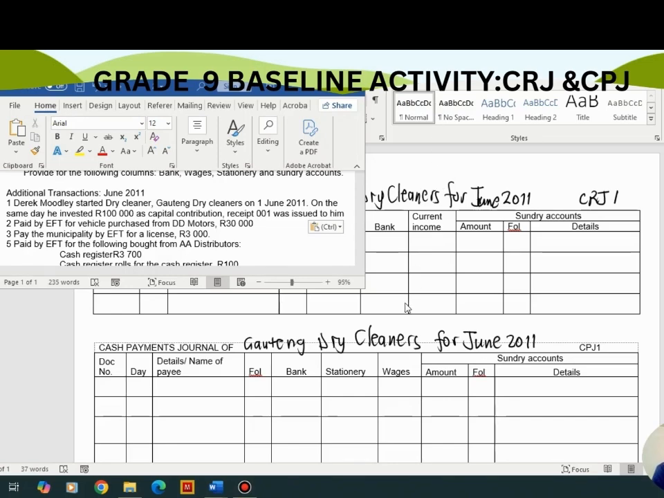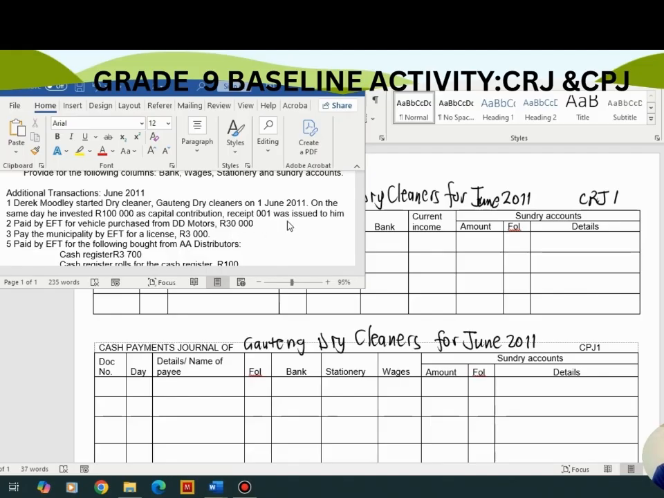This is a baseline assessment for grade 9 to assess the prior knowledge from grade 8. So we are going to prepare the cash receipt journal and the cash payment journal for a service business called Grade Cleaners, which was started by Derek Moodley. On the same day that he started the business, he invested 100,000 rands as capital contribution.